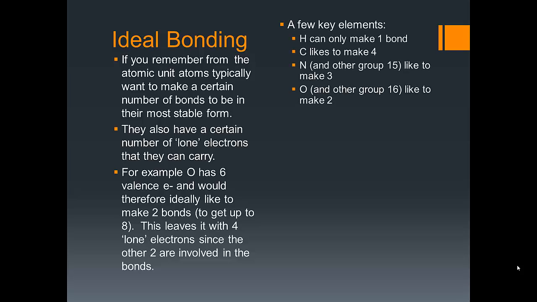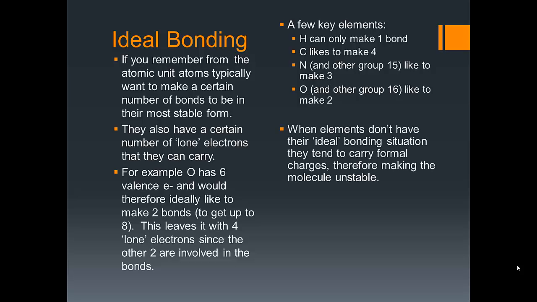A few other elements that you should know. Hydrogen can really only make 1 bond. It can't make any more than that, because it only has the room in the s orbital. Carbon likes to make 4. It shouldn't ever make more than 4 because it doesn't have room, because again it doesn't have any d orbitals, it only has the s and p. And nitrogen likes to make 3, and oxygen likes to make 2. I added the other group 15 and other group 16 elements as well because they like to make those numbers, but once you get beyond period 2, they can take more than that.